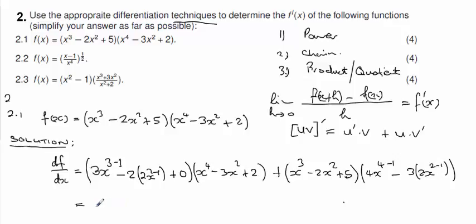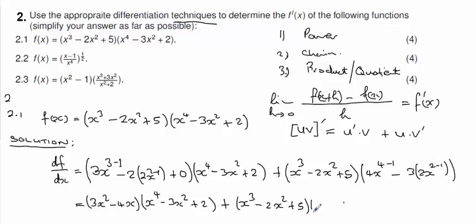In this case here, we just simplify these calculations. This will be 3x squared, and now we are going to have a 2 times 2, which is going to be minus 4x, multiplied by x to the power of 4 minus 3x squared plus 2, plus this function here, x cubed minus 2x squared plus 5, multiplied by here 4x cubed minus 6x.